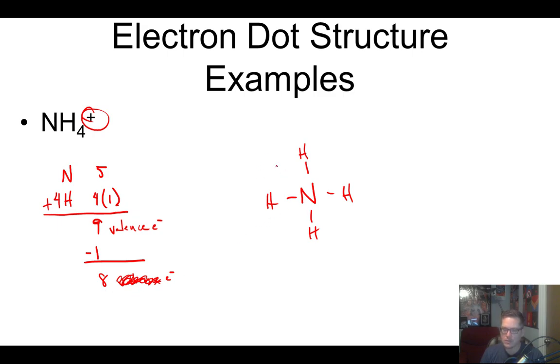Now, one thing we have to do to show that it's a charge: when you draw an electron dot structure that has a charge, you put a bracket around the whole thing and then write the charge outside in the top right. So ammonium has a charge of 1+. We're going to put that plus up there in the top right corner. NH4+. So there's our electron dot structure for NH4+, which is ammonium.